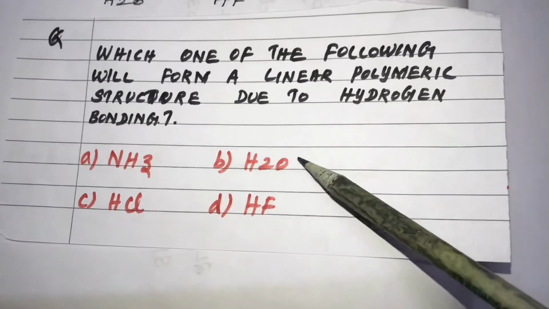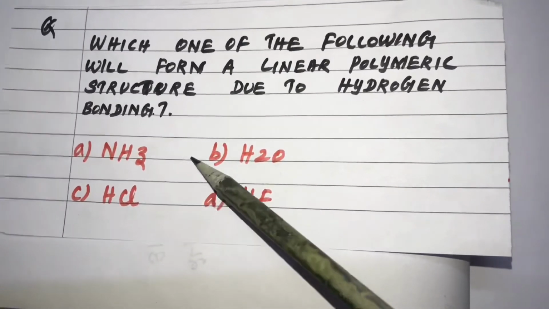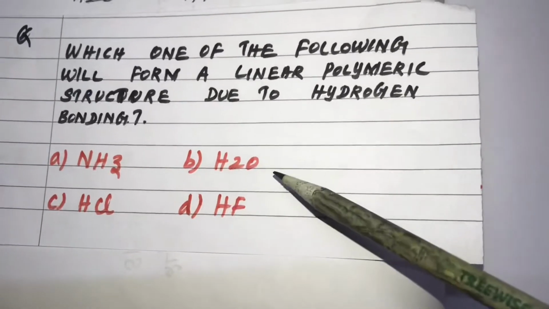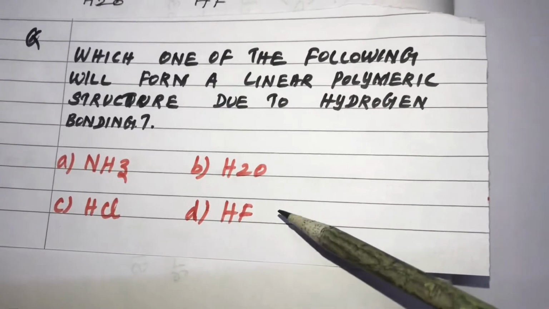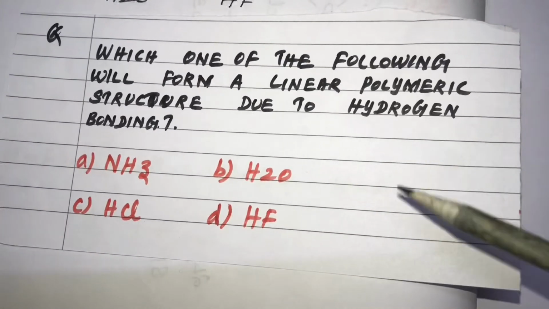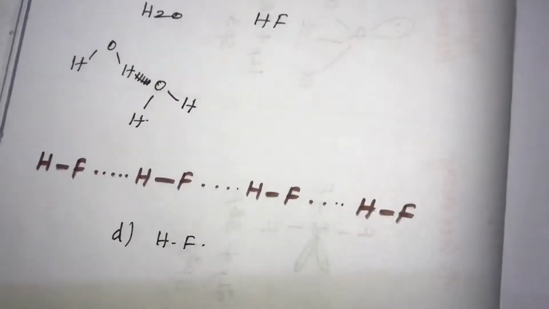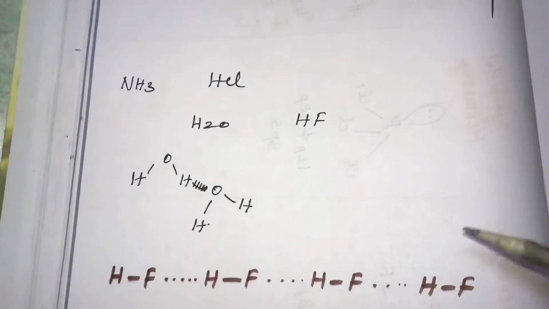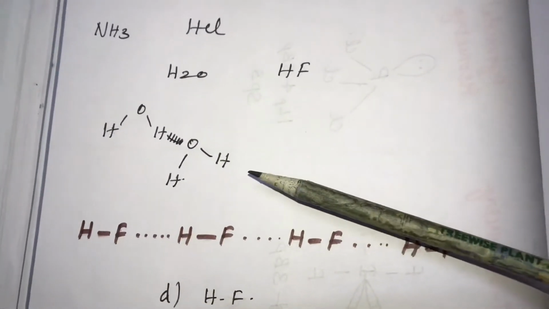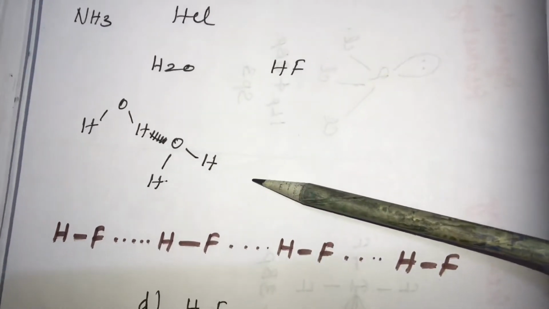Comparing with the water molecule and hydrogen fluoride, the possibility and strength of hydrogen bonding is negligible in the case of ammonia and HCl. So now we are going to see the hydrogen bonding present in hydrogen fluoride and H2O to find out the correct answer. Here in the case of H2O, it forms extra hydrogen bonding, that is why it is present in the liquid state.